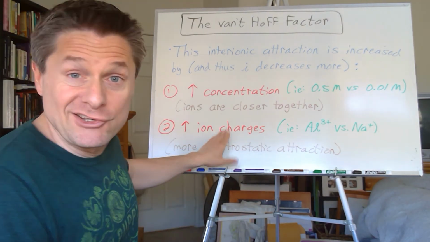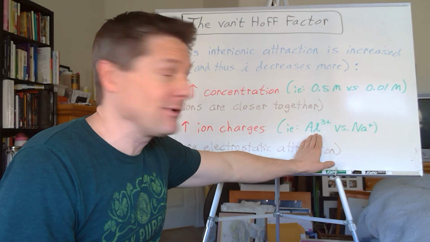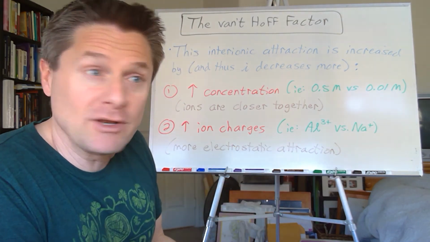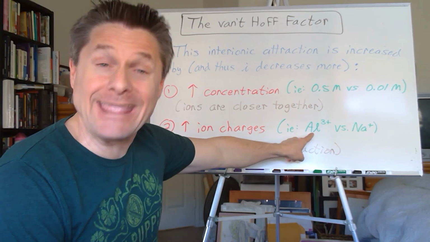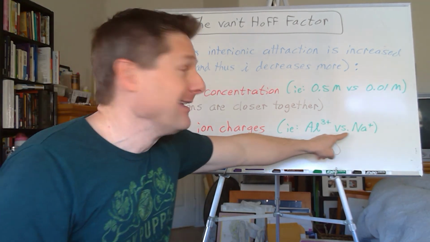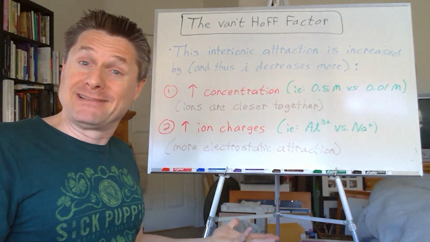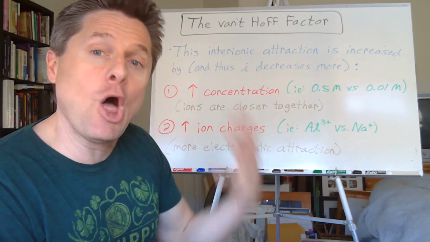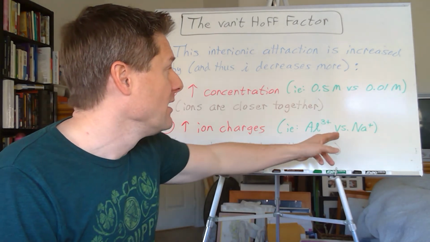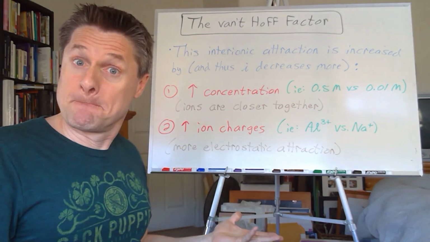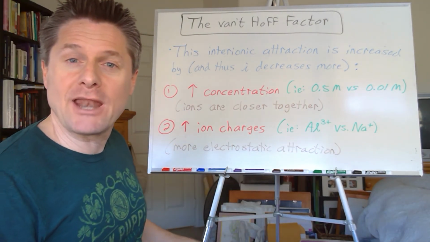And then if you increase the charge, hopefully that makes sense. Aluminum is +3, sodium is +1 in solution. So obviously anions are going to be way more interested in hanging out and clustering around an aluminum ion than a sodium ion. Makes sense? So the i value would be lower than you'd think for an aluminum nitrate solution than it would be for a sodium nitrate solution. Increased electrostatic attractions.